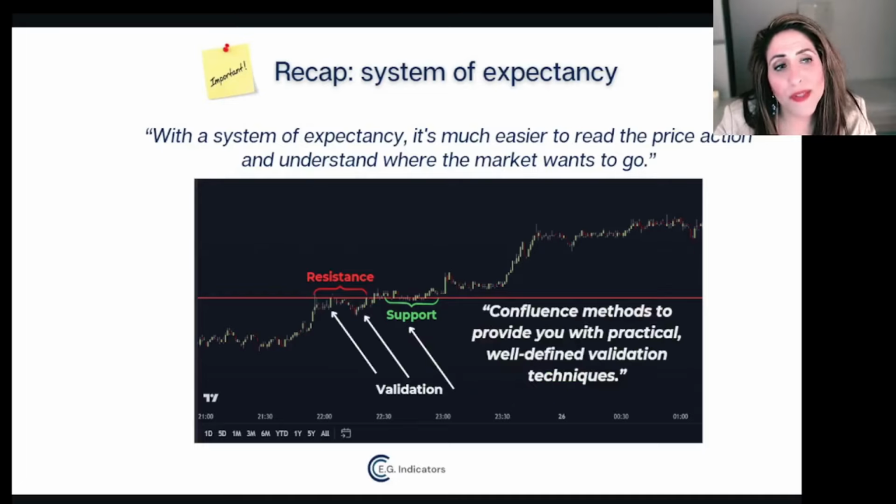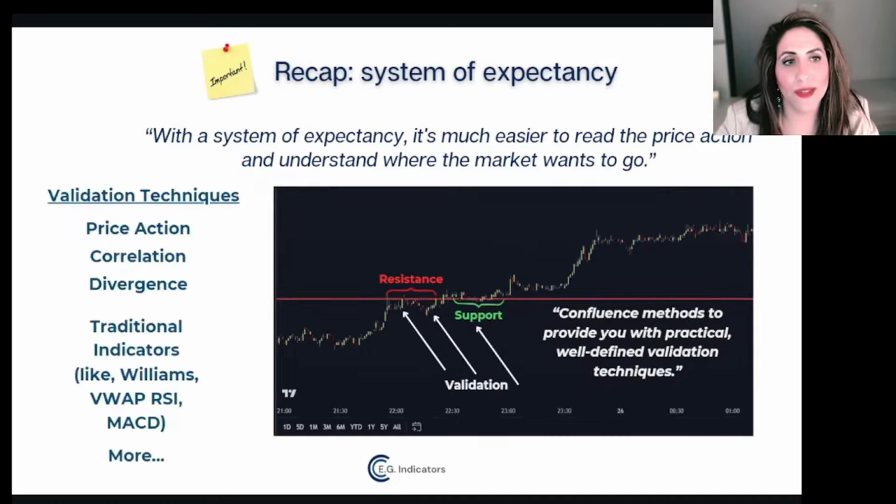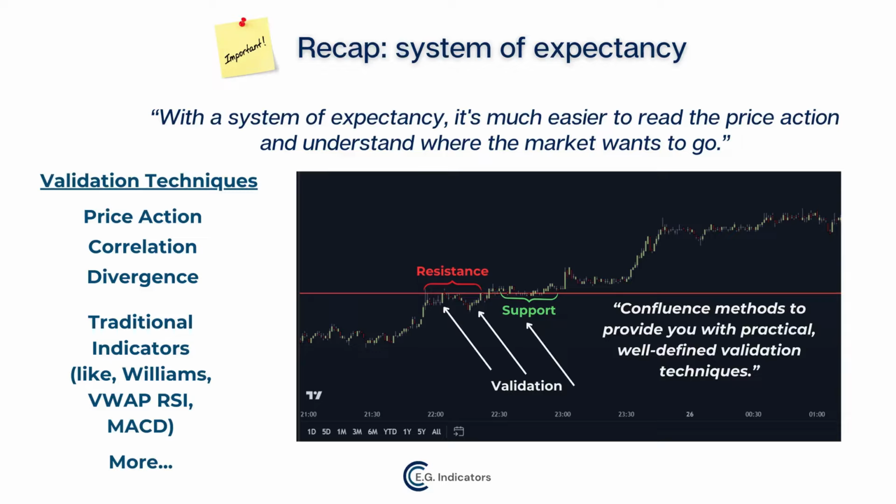And as traders, we look for Confluence tools that provide us with practical, well-defined validation techniques. For instance, you can read the price action to identify that buyers push higher, or you look at a correlated asset to see what it does relative to its key level, or maybe you use traditional indicators or divergence tools to understand the price action.